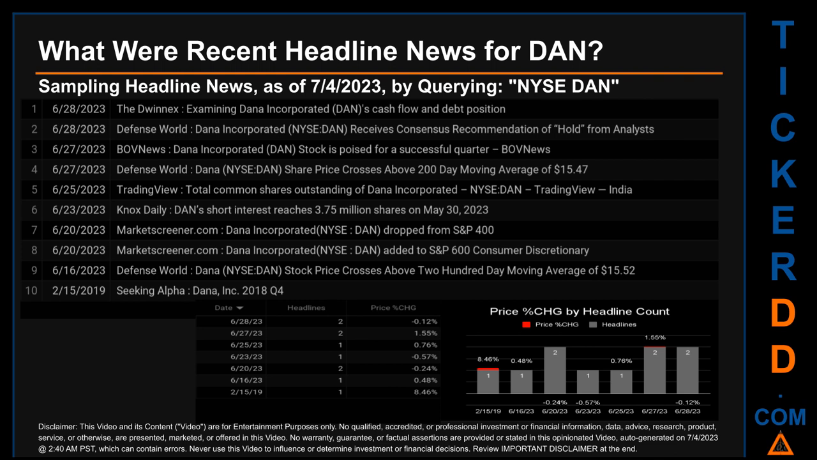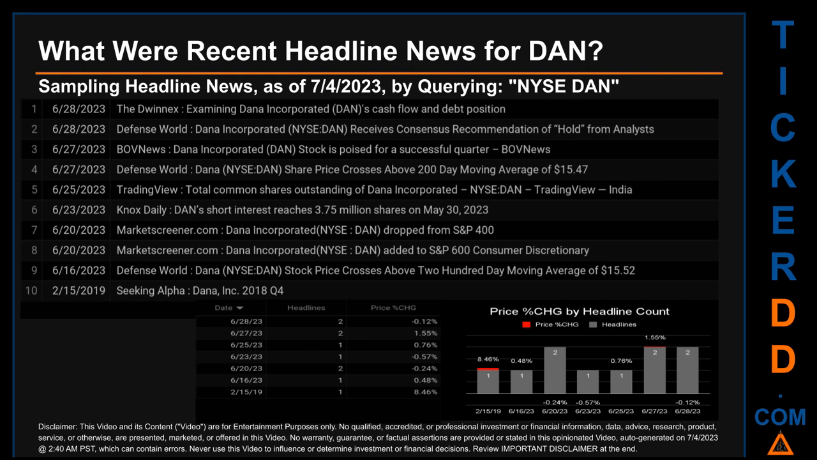Then, for the third day with the most discovered headlines, on Tuesday, June 20, 2023, first, MarketScreener.com published the headline that read, Dana Incorporated dropped from S&P 400. Second, MarketScreener.com published the headline that read, Dana Incorporated added to S&P 600 consumer discretionary.